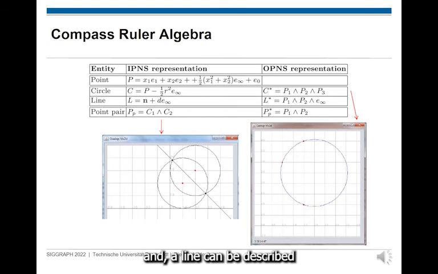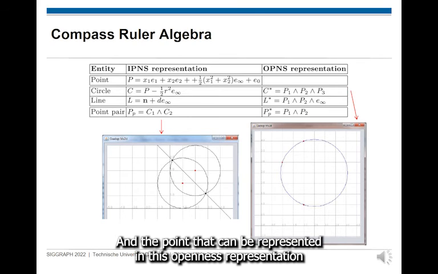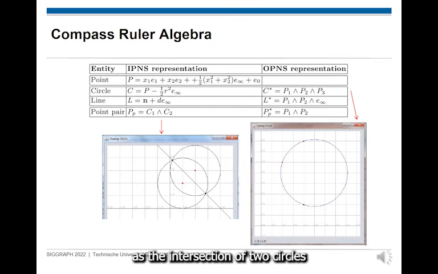And a line can be described based on the 2D normal vector plus the distance to the origin d times e infinity, and the point pair can be represented in this IPNS representation as the intersection of 2 circles, which is shown in the left picture. The intersection of the 2 circles are the 2 points that we can see, and in this example we will see it later. We make a line through these 2 points.